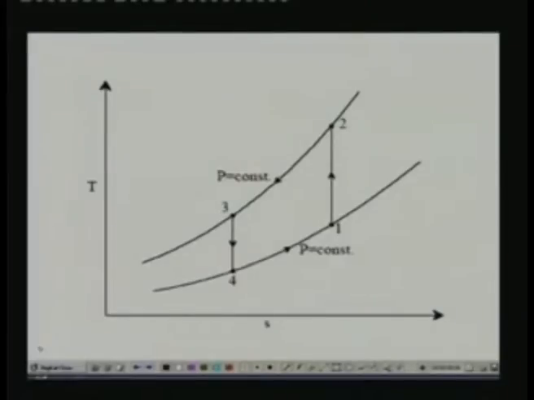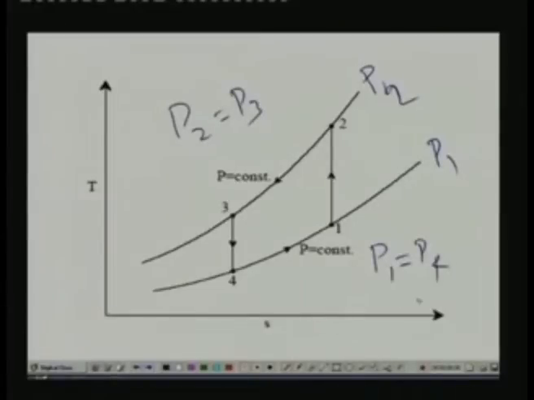So, now the process is shown on the TS diagram. As you can easily see, you have two pressures here. Let us say that this is P2 and this is P1, and this P is constant. So, P2 is equal to P3 and this is again an isobar. So, P1 is equal to P4, okay, and P2 is obviously greater than P1, right. So, process 1 to 2 is isentropic compression. So, it is a vertical line.